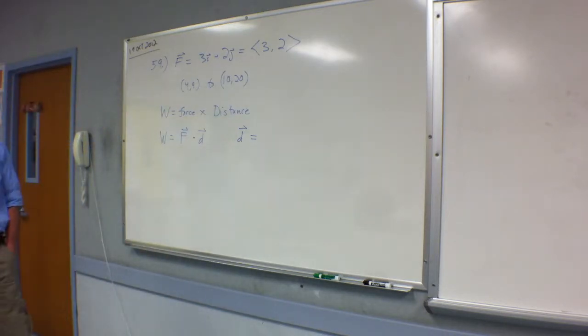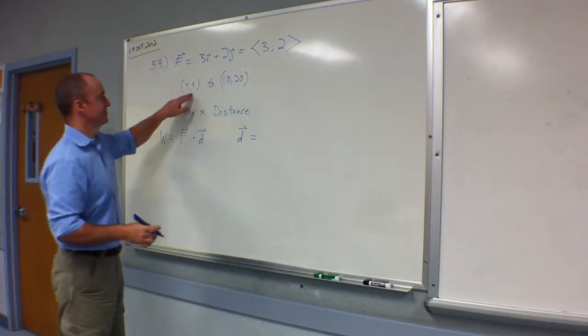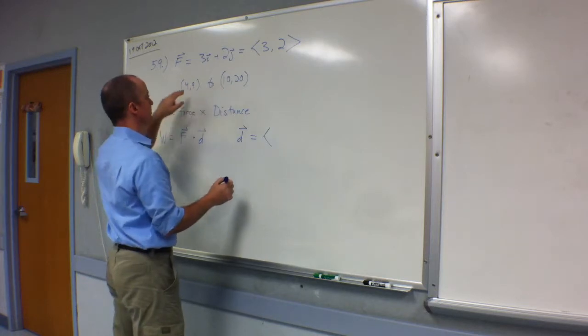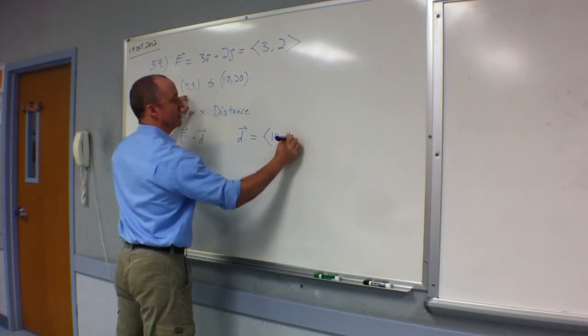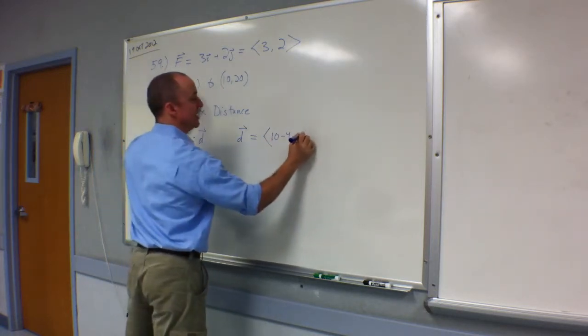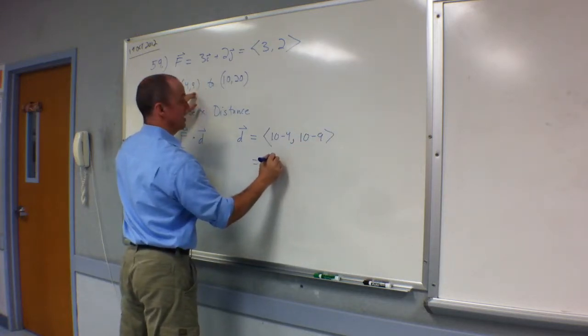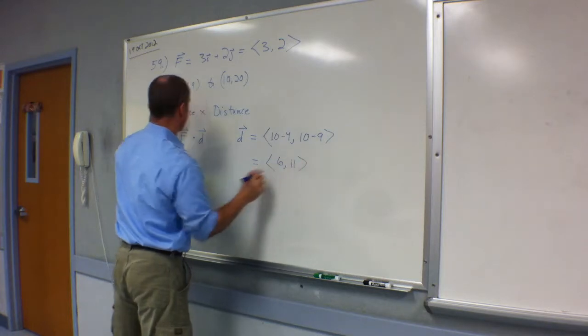Tim, Trey, you with us on this one? 6. Where would the 6 come from? Because it's from 4 to 10. It's 6. Yep, 10 minus 4. And then 11. And then 11, 10 minus 9. So we can take this path and write it as the vector <6, 11>.